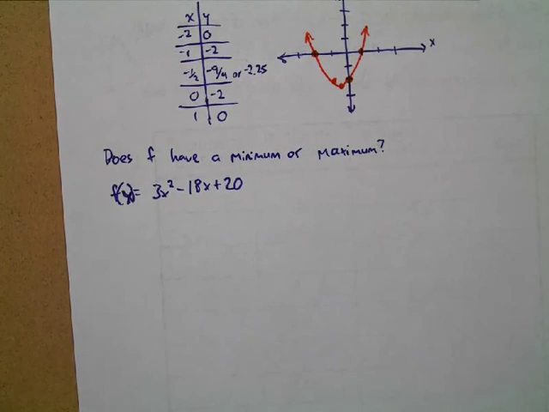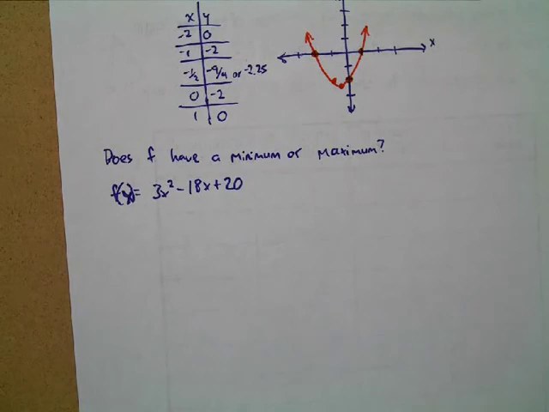This graph, right? A is positive 3, B is negative 18, C is 20. Would we expect this graph to have a minimum or a maximum? So Jordan, what do you say? I'm saying it has a minimum. Minimum. Okay. Max, what do you say? Minimum as well. Okay. Jordan, why do you say that? Because it has a positive a.